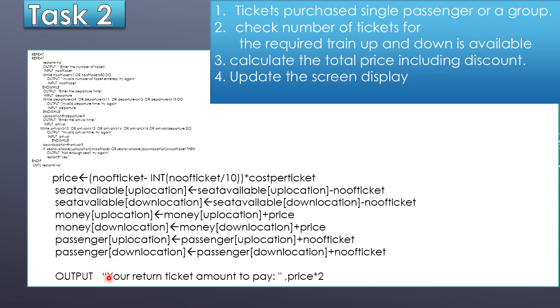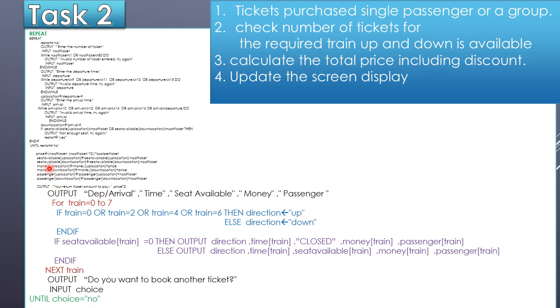So before showing that, we're going to show how much they want to pay. First we calculated only the up price, so the up and down price together we multiply by 2, so we get the total of how much they want to buy. We're going to show in the output the price they want to pay. After that, again we're going to show the screen display with updated information.